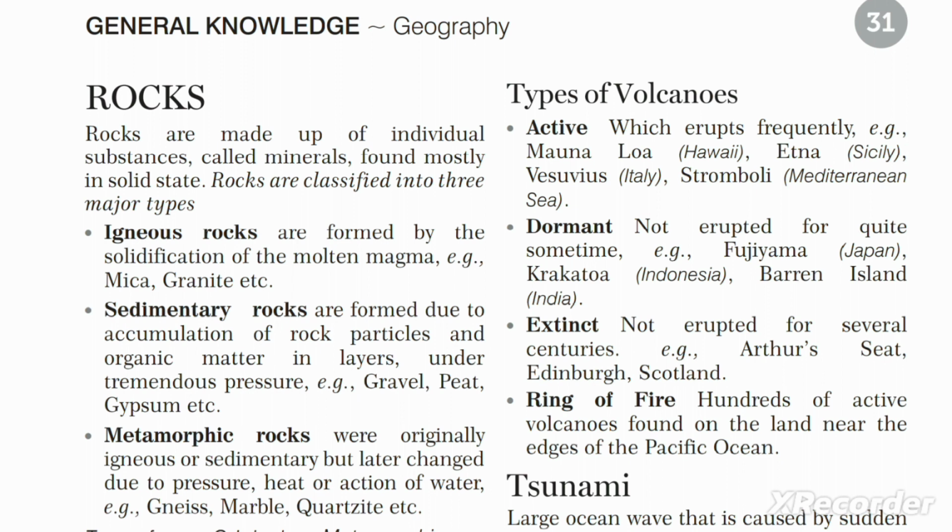Rocks. Rocks are made up of individual substances called minerals found mostly in solid state. Rocks are classified into three major types. Igneous rocks are formed by the solidification of molten magma, example mica, granite, etc. Sedimentary rocks are formed due to accumulation of rock particles and organic matter in layers under tremendous pressure. Example gravel, peat, gypsum, etc.